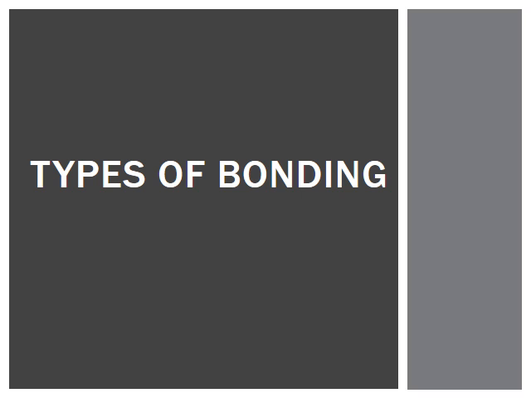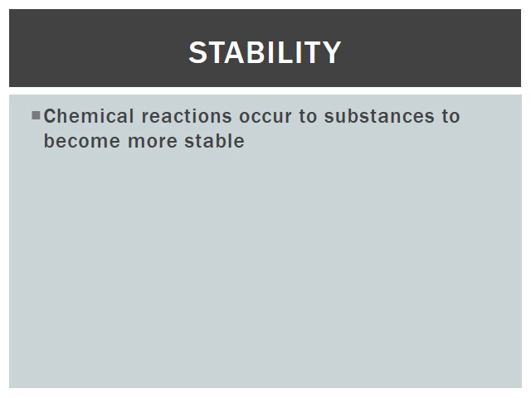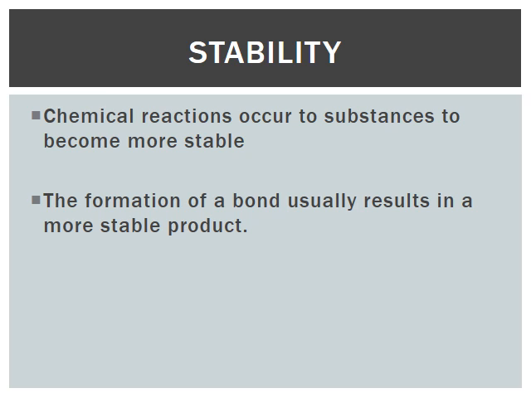So welcome to Senior Chemistry and our unit on structure and bonding, in which we will begin with types of bonding. Okay, so in order to consider types of bonding, we must consider the stability of different types of compounds. Chemical reactions occur to substances to allow them to become more stable. So the reactants are less stable than the products. The formation of a bond usually results in a more stable product compared to the reactants.